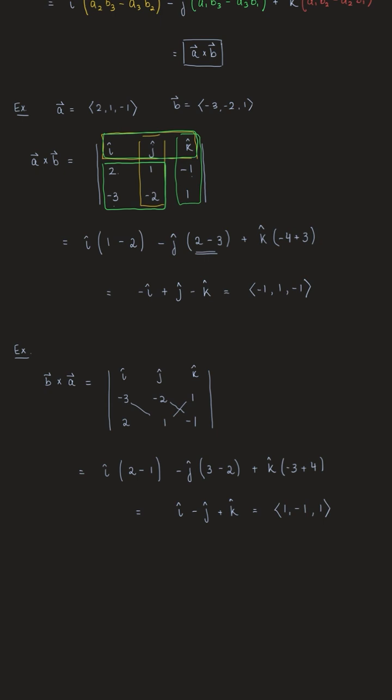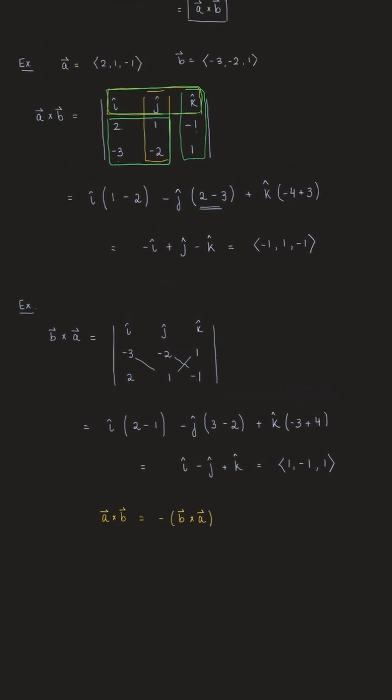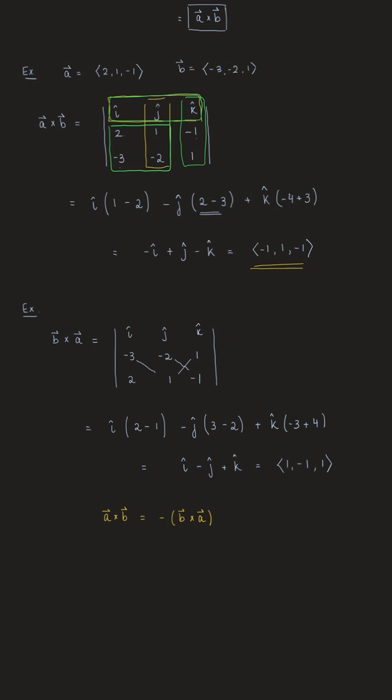And so you might notice that A cross B, right here, and B cross A here are actually opposites. They're exactly the opposite of one another. So we can write that our observation is that A cross B will be negative 1 times the vector B cross A. In the next video, we're going to explore what this vector represents and how it is related to vectors A and B.